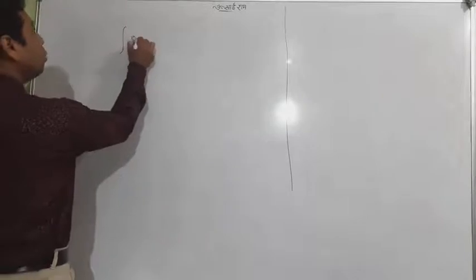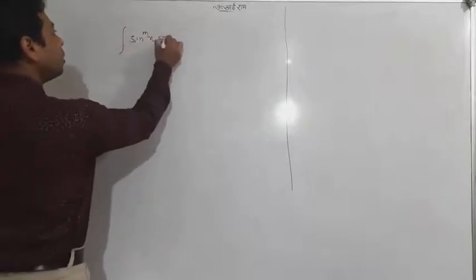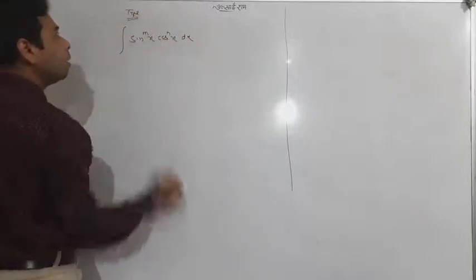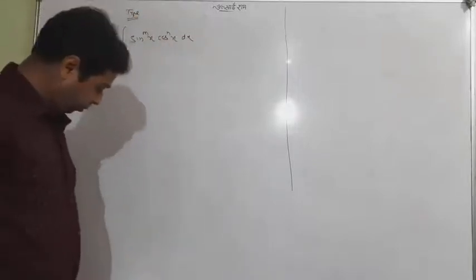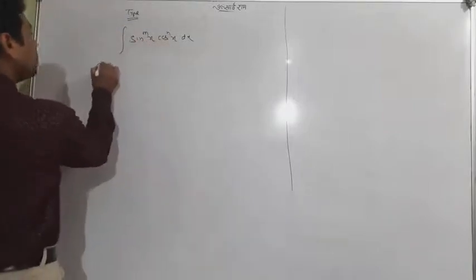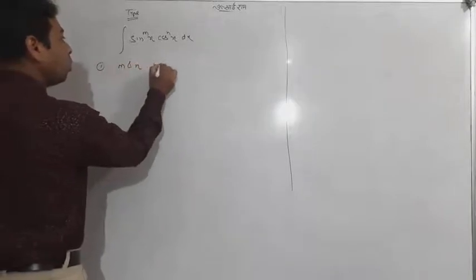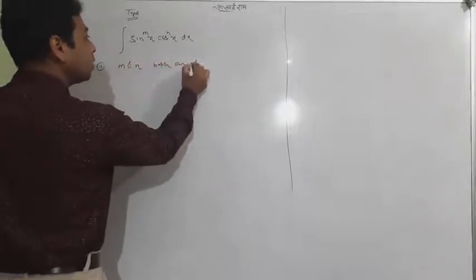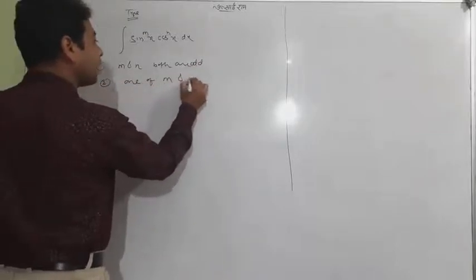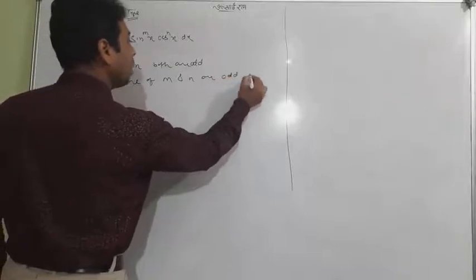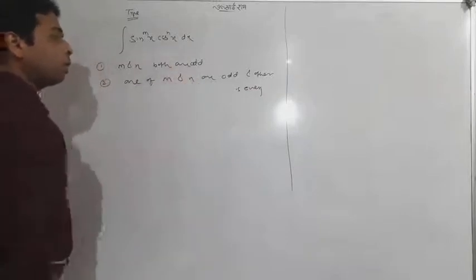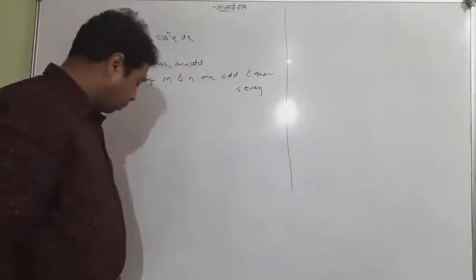How to write the concept? You can write like that. Whenever this is a particular type we have learned, whenever sine to the power m and cos to the power n are coming. First case, when m and n both are odd, and second case, when one of m and n is odd and the other is even. So one odd, one even, and both odd. We have seen both kinds of conditions. So keep remembering them also.